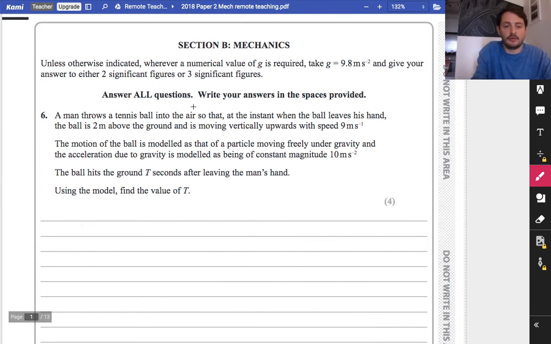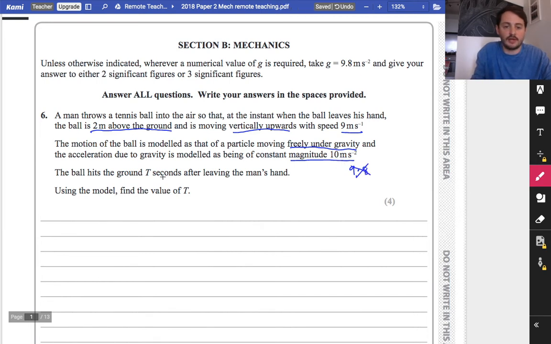A man throws a tennis ball into the air so that at the instant when the ball leaves his hand, the ball is 2 meters above the ground and is moving vertically upwards with speed 9 meters per second. The motion of the ball is modelled as that of a particle moving freely under gravity, and the acceleration due to gravity is being modelled as constant magnitude 10 meters per second squared. Usually it's 9.8, isn't it? But in this case, they've asked you to use 10.